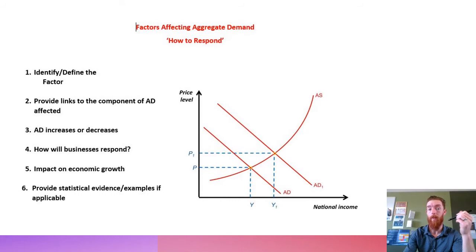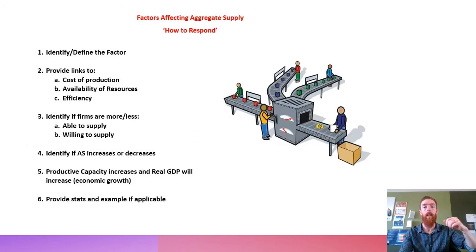So for example, if AD increases, that sends a signal to businesses to increase production. To increase production, they often need to employ more labor resources, therefore unemployment will fall. And then if you've got data there, use that data as well. If you don't have data, don't worry about it too much.